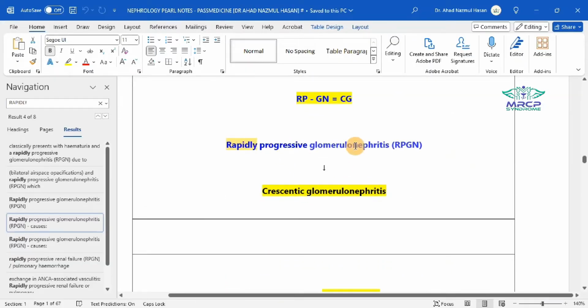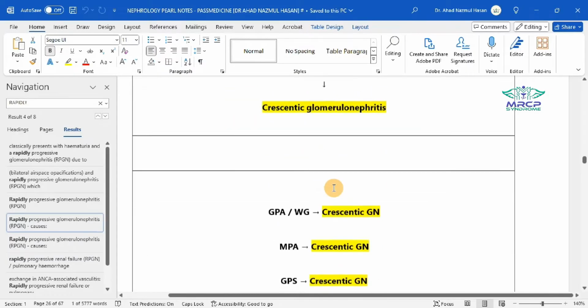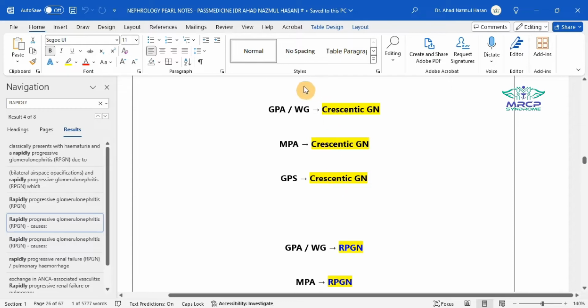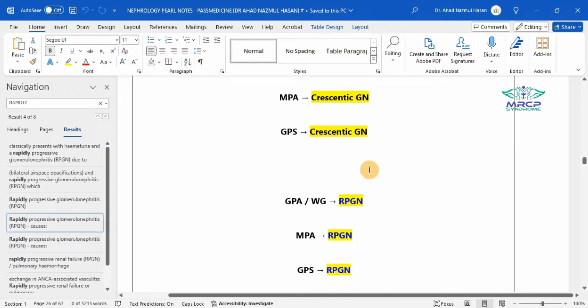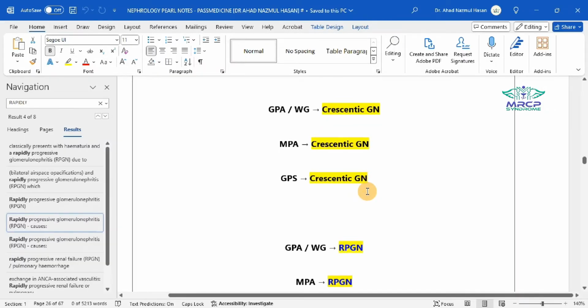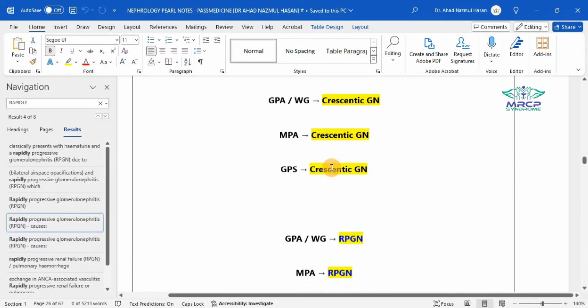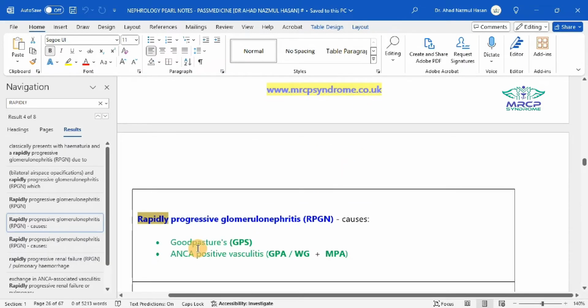Also, in this scenario, the patient has the features of RPGN, rapidly progressive glomerulonephritis. If you go for a renal biopsy, you will get the features of crescentic glomerulonephritis. All three top differentials, GPA, MPA, and GPS, are commonly associated with RPGN. They are also related to renopulmonary syndrome and to crescentic glomerulonephritis. So the causes of RPGN are Goodpasture syndrome and ANCA positive vasculitis, either GPA or MPA.